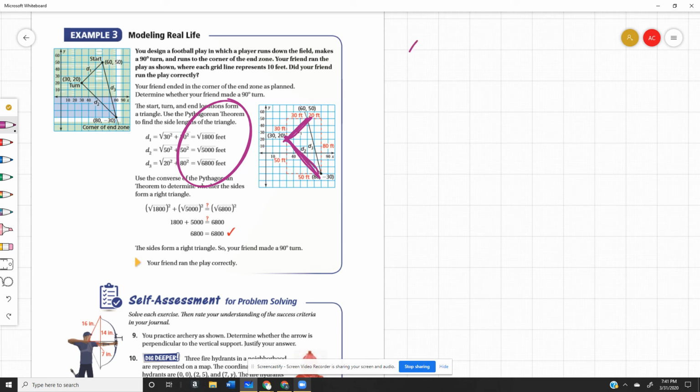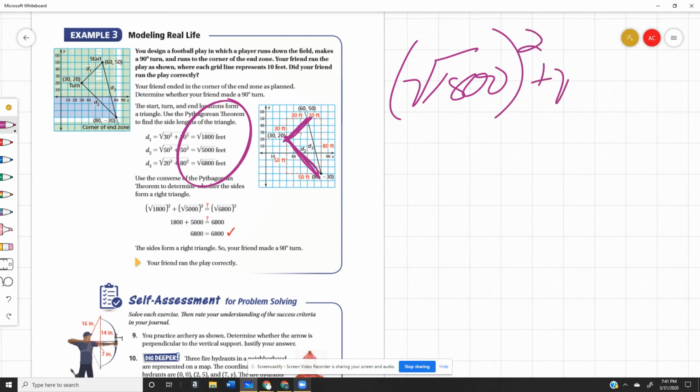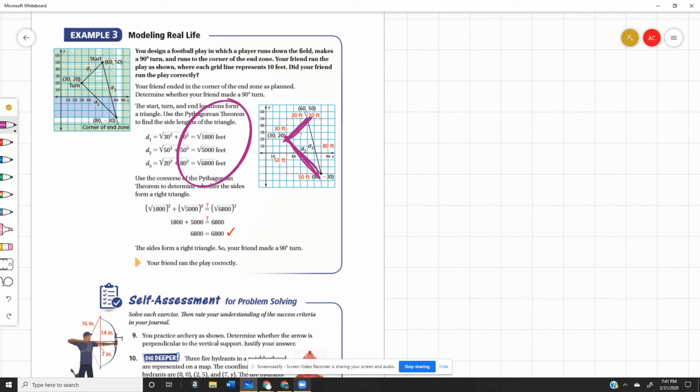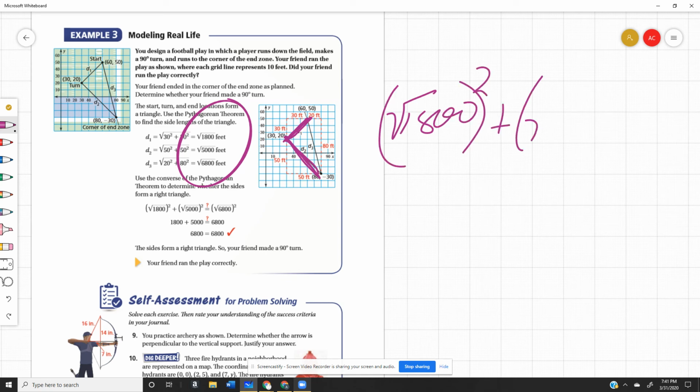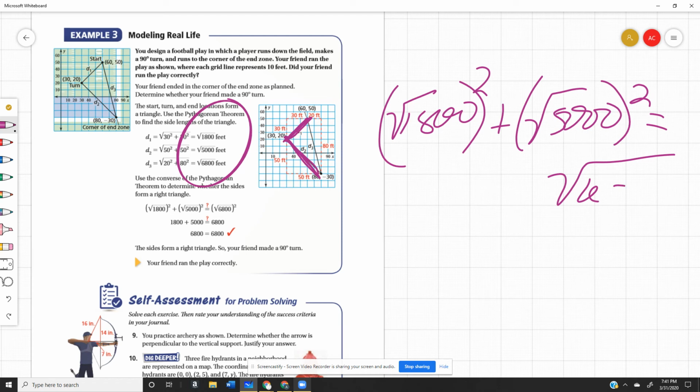So we're going to do the square root of 1,800 squared plus the square root of 5,000 squared. Okay, that's not working right there. My little thing's in the way. I'll move down a little bit. All right. Square root of 1,800 squared plus the square root of 5,000 squared should equal the square root of 6,800 squared.